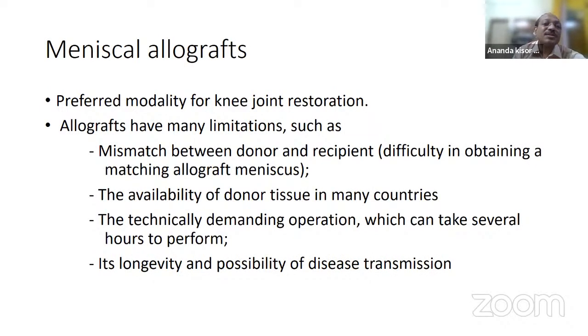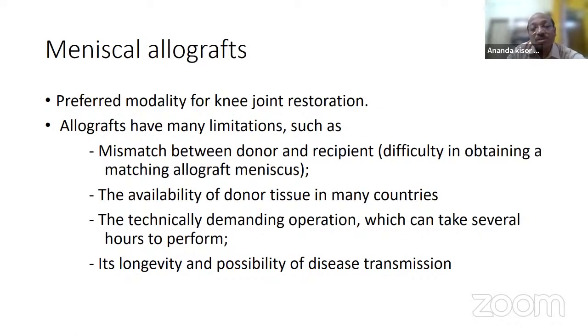Now, allograft is basically for knee joint restoration, but it has multiple limitations, like mismatch between the donor and the recipient, a dearth of availability of donor tissue in many countries, a technically demanding operation, and its longevity and possibility of disease transmission.